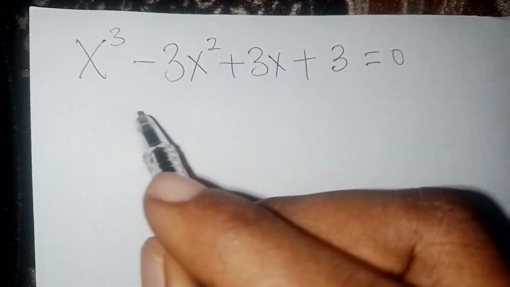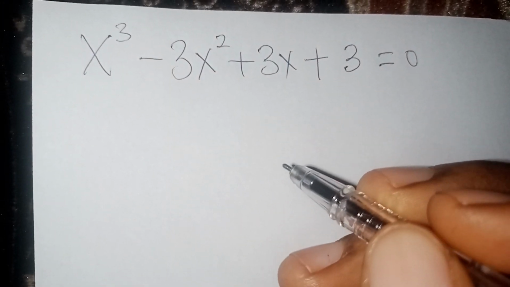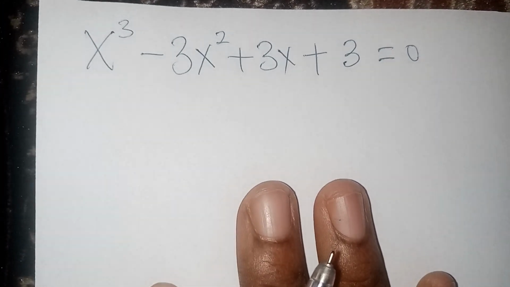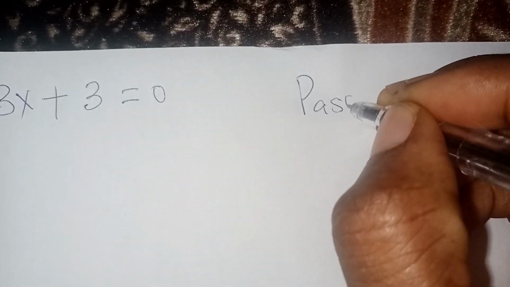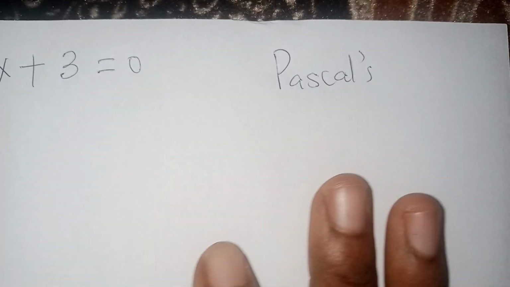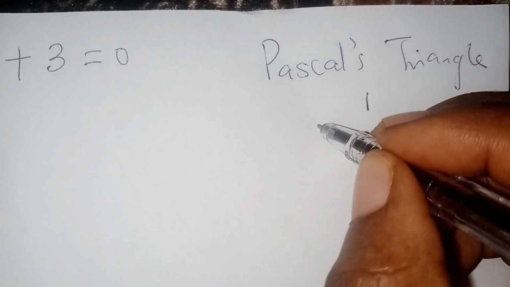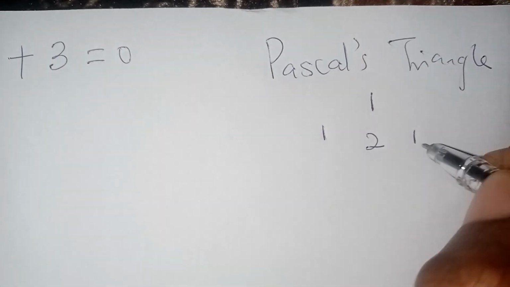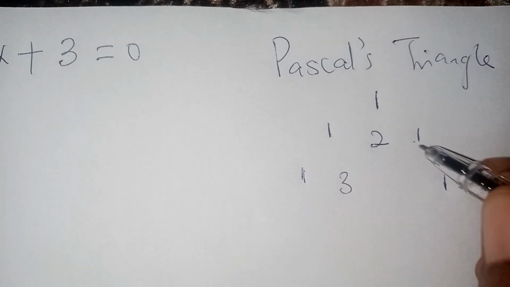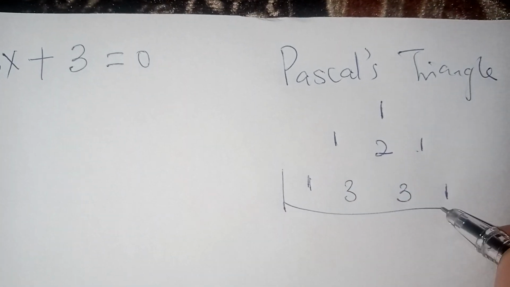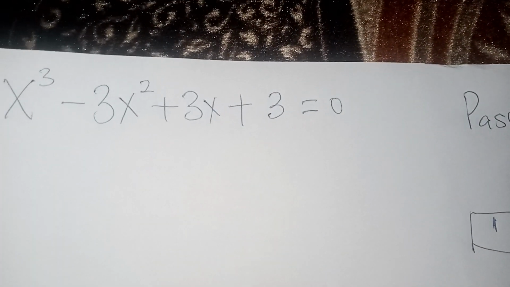Hello, so today we'll be looking at this question, and the first thing we're going to do is go over to our Pascal's triangle. We have 1, 1, 1, this plus this is 2, 1, 1, this will give us 3, this will give us 3. We'll stop here. We'll be making use of this one because we are dealing with a cubic equation.